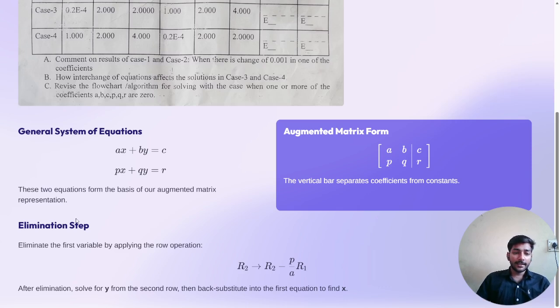For applying the elimination, we have to use R2 equal to R2 minus P by A into R1. This is the method for making this value 0. The main target to solve the augmented form is to make this term 0. Then we can easily find the values of x and y.